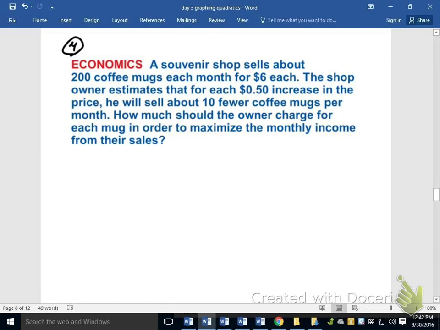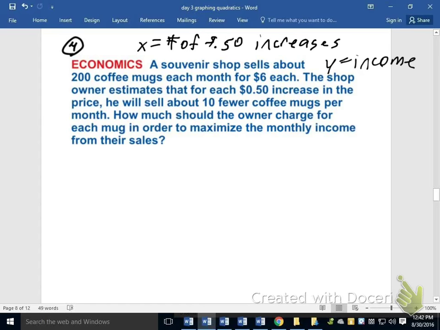So on this problem, what's going to happen is we're actually going to figure out how much this owner of this shop should charge for the coffee mugs in order to maximize the profit, or income, I should say. So I'm going to say X is the number of 50-cent increases. I'm going to consider Y to be the owner's income.